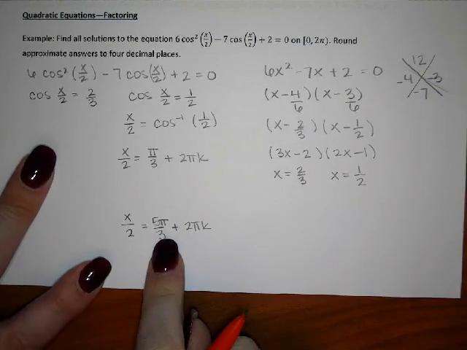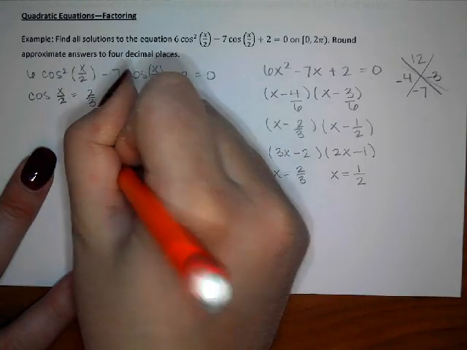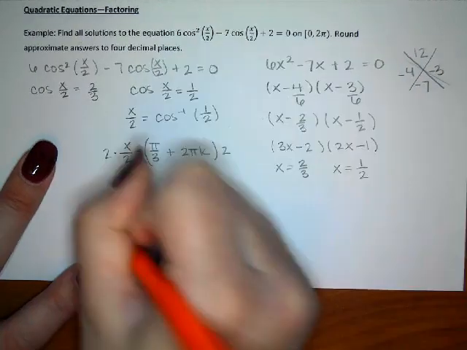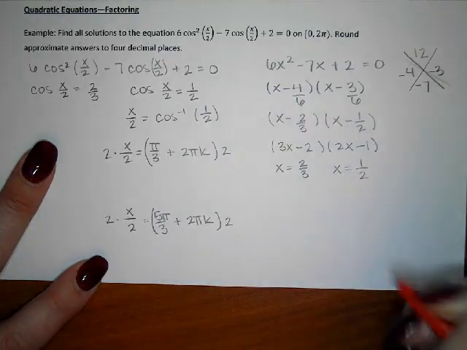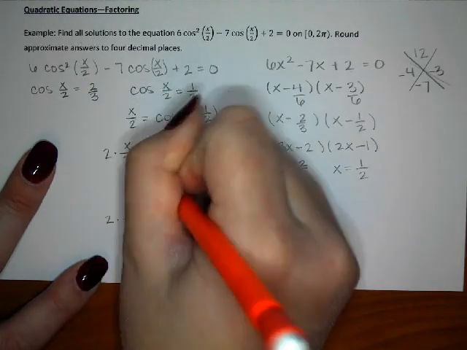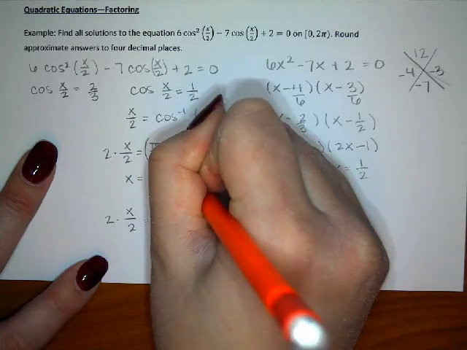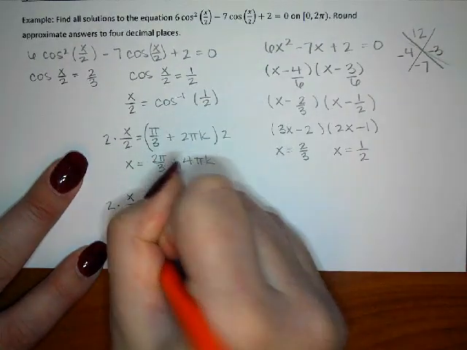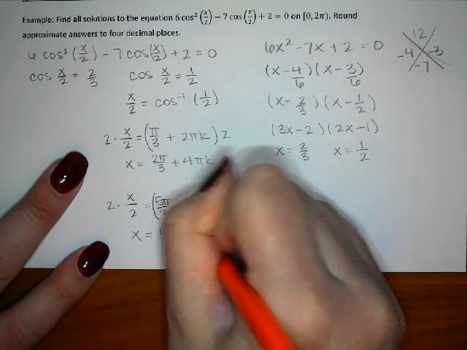Okay, so now I'm going to get this x all alone by multiplying by 2. So times 2, and I'm going to take this entire thing and multiply by 2. So x equals 2 pi thirds plus 4 pi k. That's one set of answers. x equals 10 pi thirds plus 4 pi k.